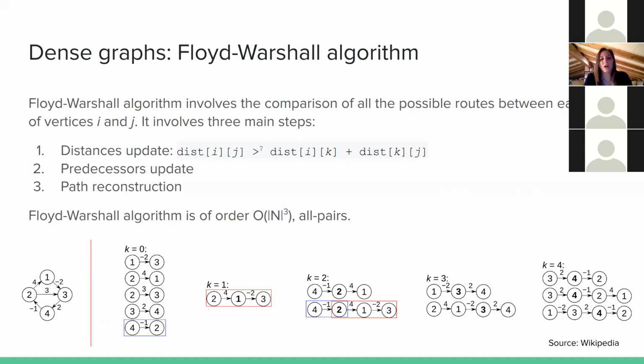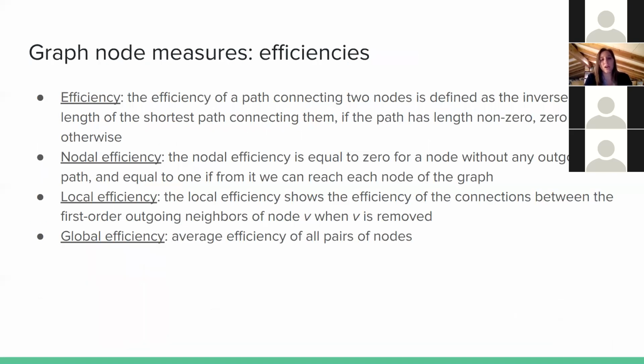Okay, now, once you have the shortest path, you can actually compute a lot of measures on that. The first one you can think about is efficiency. Efficiency is the inverse of the path length, if the path has non-zero length, and it tells you how quick it is to go from one node to the other. This is a really local measure, in the sense that every path has its own, but then you would like to compute some other averages, for example.